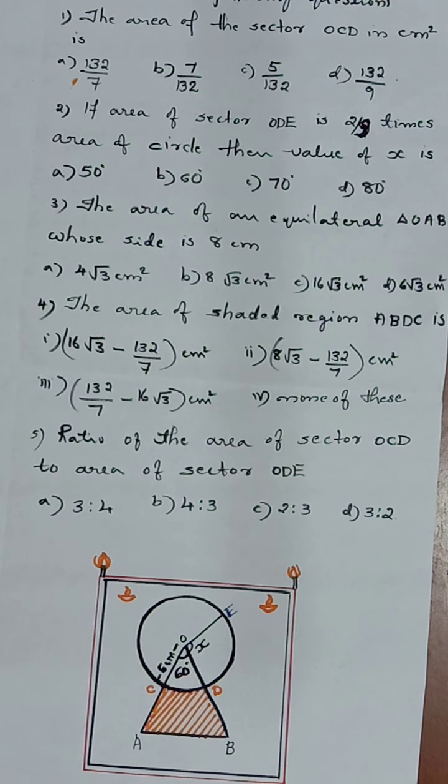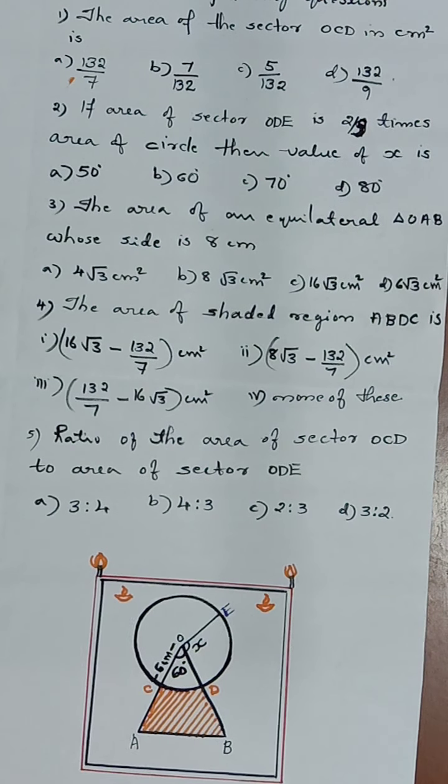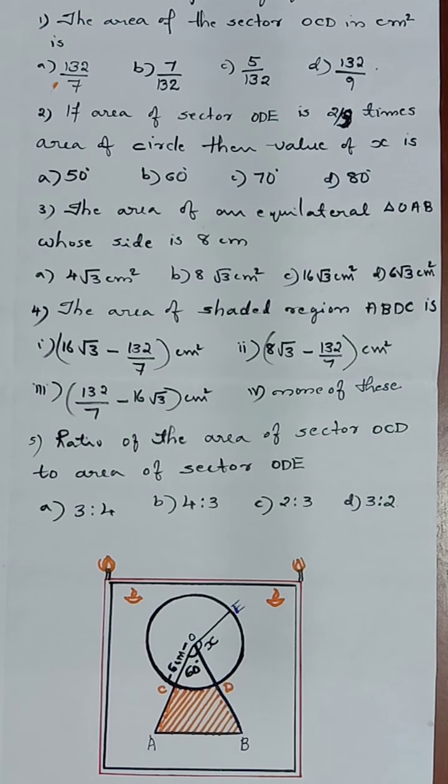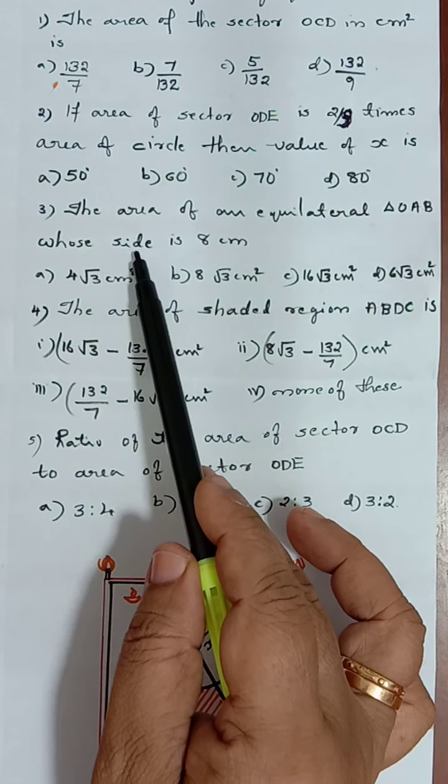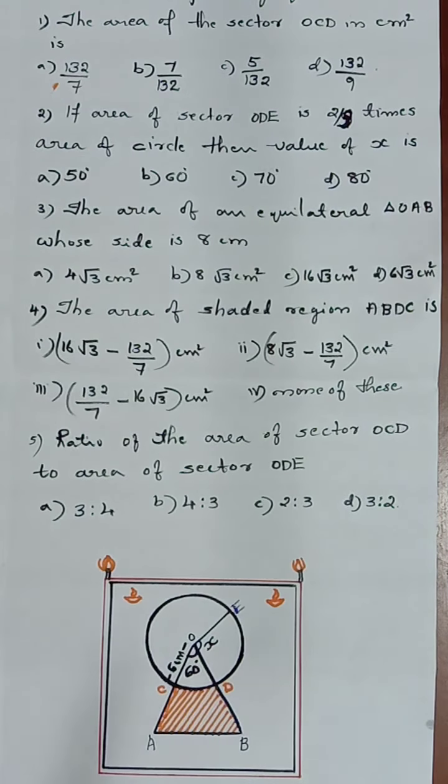Check the third question. Area of an equilateral triangle OAB. You can see the figure. Area of an equilateral triangle OAB whose side is 8 cm. Side AB, OB and OA, all the 3 sides are equal. It is an equilateral triangle. So we have to find the area of equilateral triangle OAB whose side is 8 centimeter.